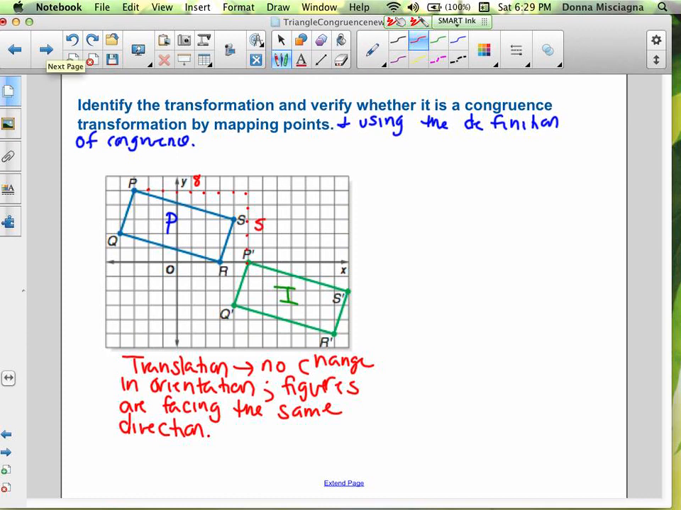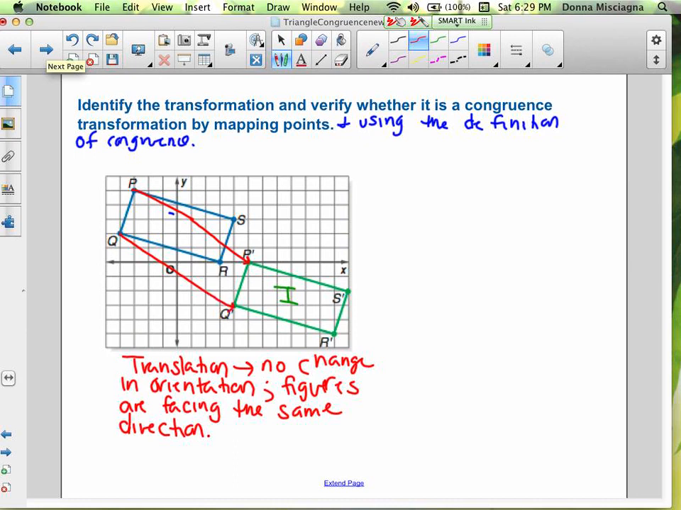How about from Q to Q prime? 8 to the right, and then 5 down. Exact same movement. I'm going to draw in the vectors actually. Otherwise, this is going to look like a bunch of polka dots. So we'll draw it in for P and Q, and then we'll finish off with R and S. P to P prime was 8 to the right and 5 down. Q to Q prime was 8 to the right and 5 down.